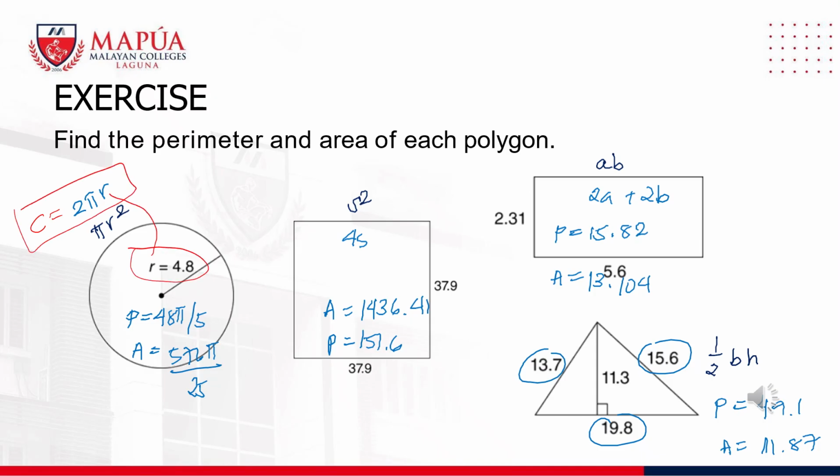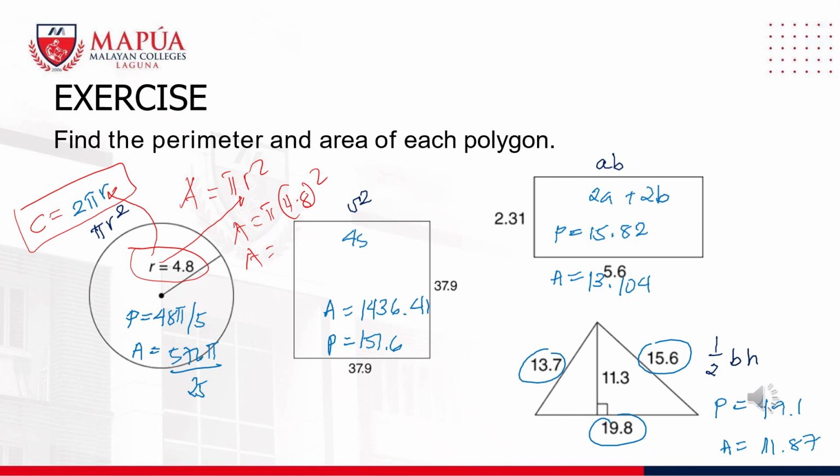Okay, this is the r, and you get the value for circumference. Then for area, area is pi r squared. Again, this is the r. You substitute it here, so area is equal to pi times 4.8 squared. So this is the area.